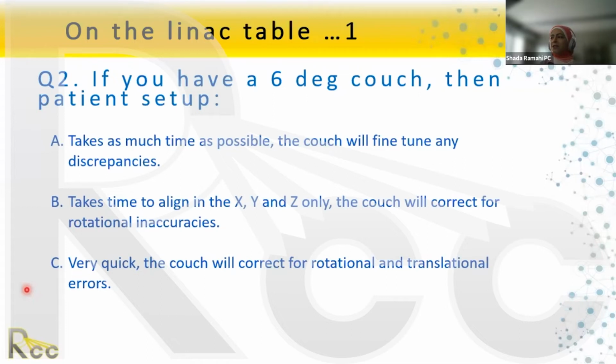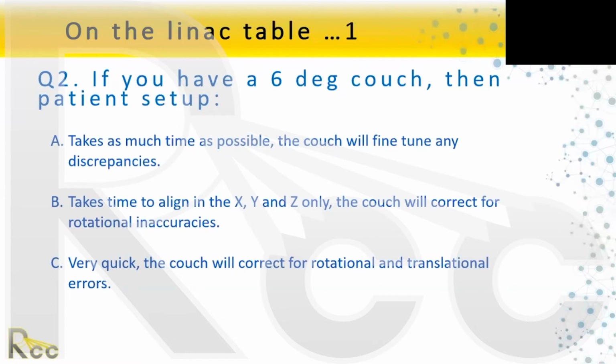All right, so let's see. Ben, can you start the Zoom poll, if we still have Ben with us online? Ben? Oh, yes, thank you. So if you have a 6-degree couch, what do you think? Do we still spend so much time on the table and just fine-tune? Or we do quick immobilization, quick patient positioning, and then IGRT and all the technology takes care of everything, or somewhere in the middle. This is a tight race.